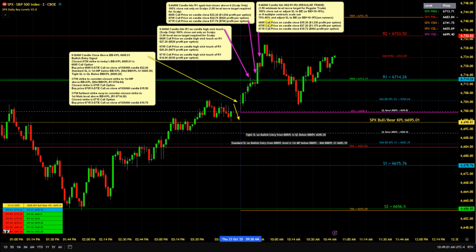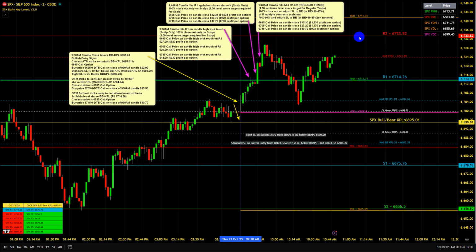The 66.95 call price on the candle close was $35.30, so that's $1,330 profit per option. The 67.05 call price on the candle close was $27.20, so that is $1,170 profit per option. And the 67.15 furthest out of the money call, the price on the candle close of this was $19.72, so that is a $902 profit per option.